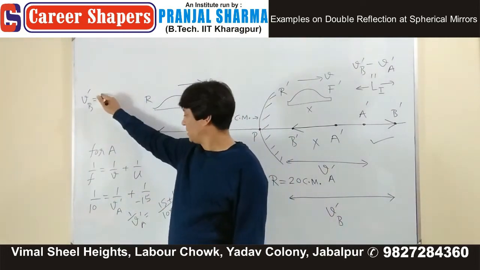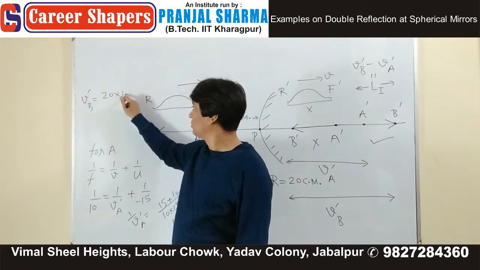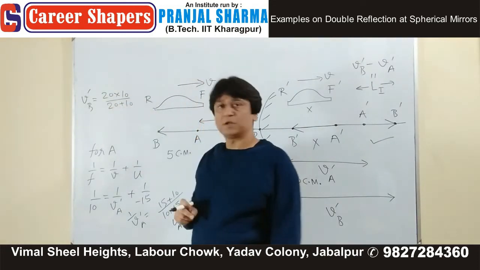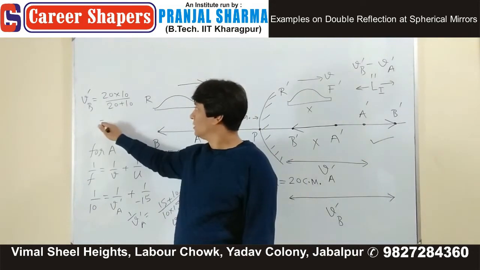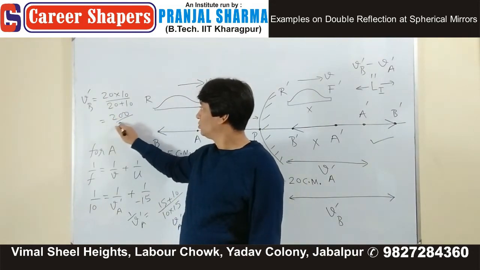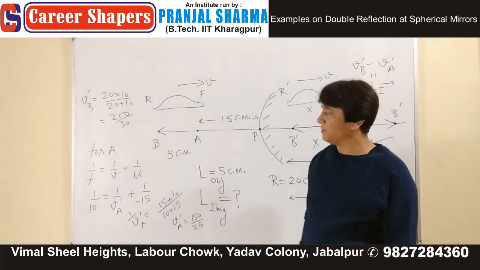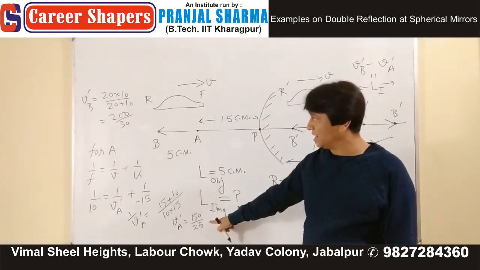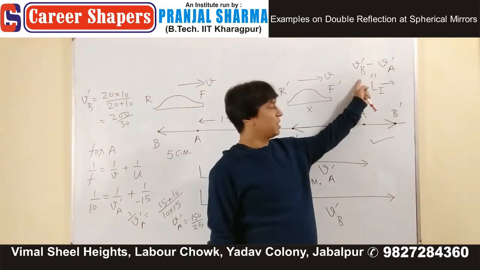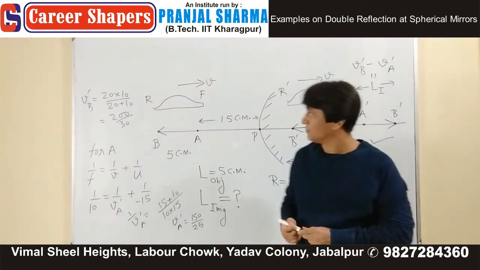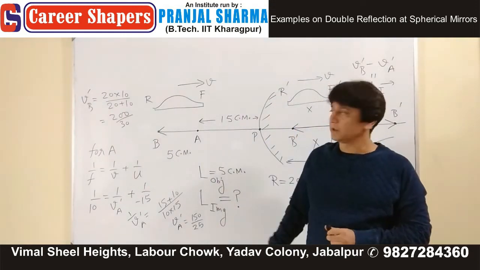So your answer will be 20 into 10 upon 20 plus 10, that is 200 upon 30. That's your VB dash. This is your VA dash. Subtract and you get your answer. Wrote down everything.